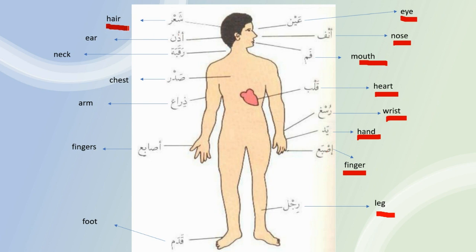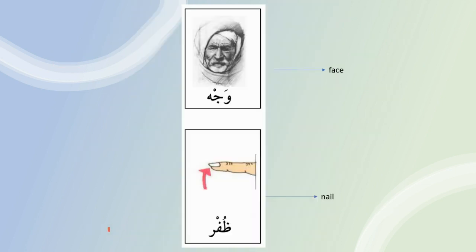شعر, hair. أذن, ear. رقبة, neck. صدر, chest. ذراع, arm. أصابع, fingers. قدم, foot. وجه, face. ظفر, nail.